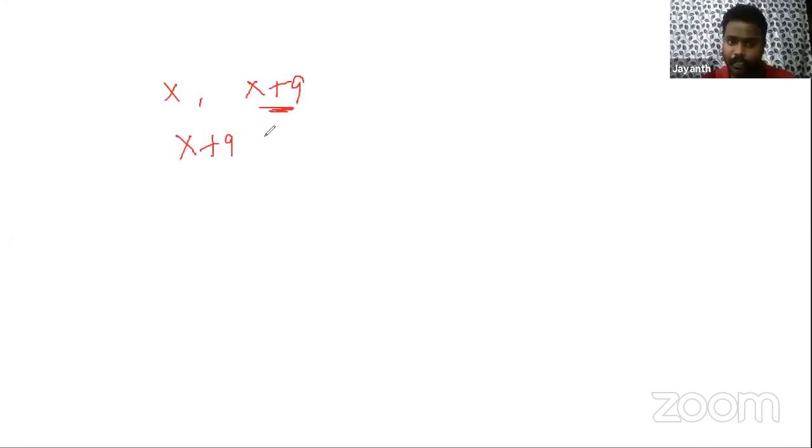One of the fellows secured X marks, and the other fellow scored 9 more marks than him. You take it as X plus 9. And this fellow's mark, X plus 9, is said to be 56% of the sum of the marks. The sum of the marks is X plus X plus 9.